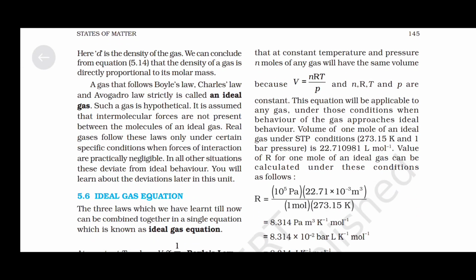A gas that follows Boyle's law, Charles' law and Avogadro's law strictly is called an ideal gas. Such a gas is hypothetical. It is assumed that intermolecular forces are not present between the molecules of an ideal gas. Real gases follow these laws only under certain specific conditions when forces of interaction are practically negligible. In all other situations, these deviate from ideal behavior. You will learn about the deviations later in this unit.